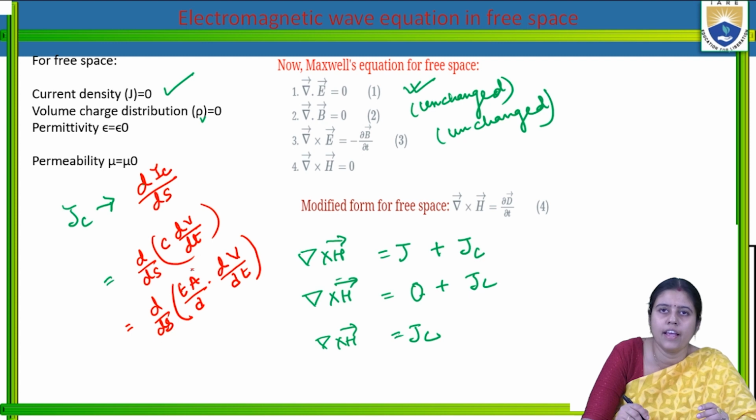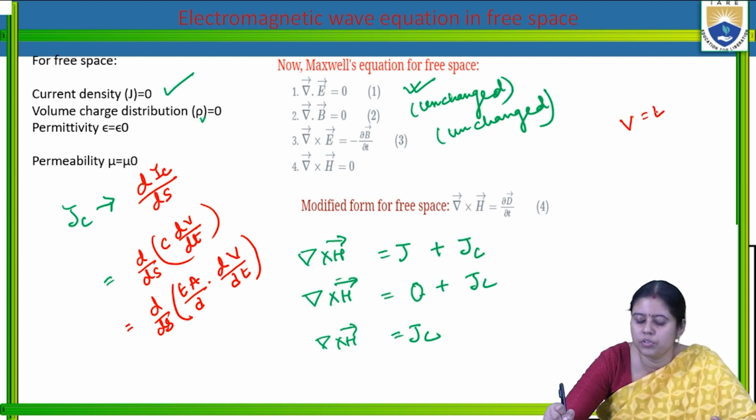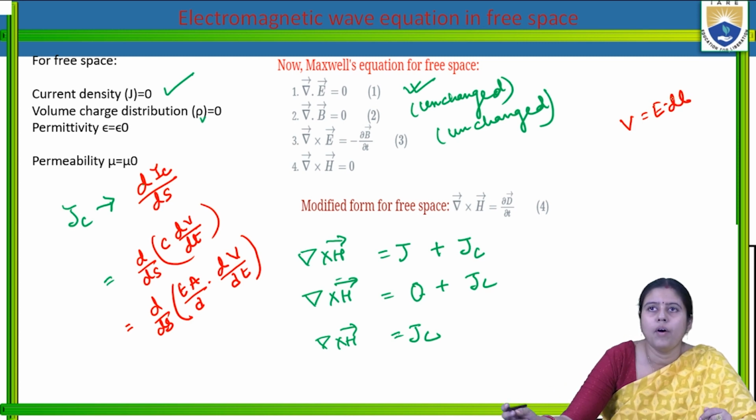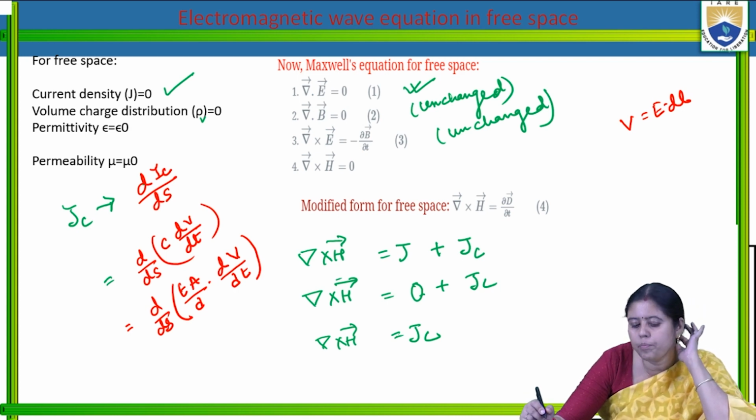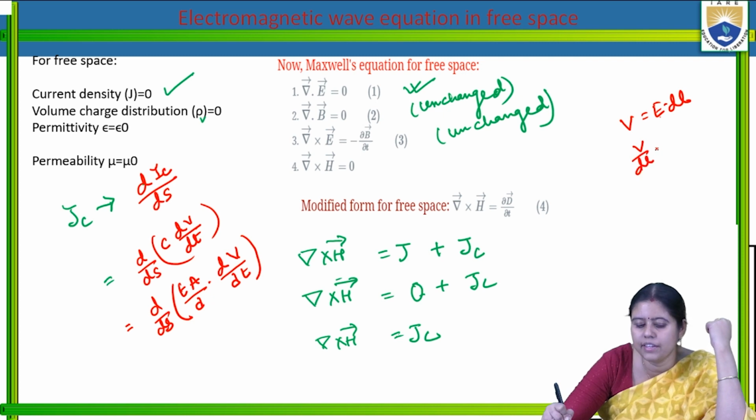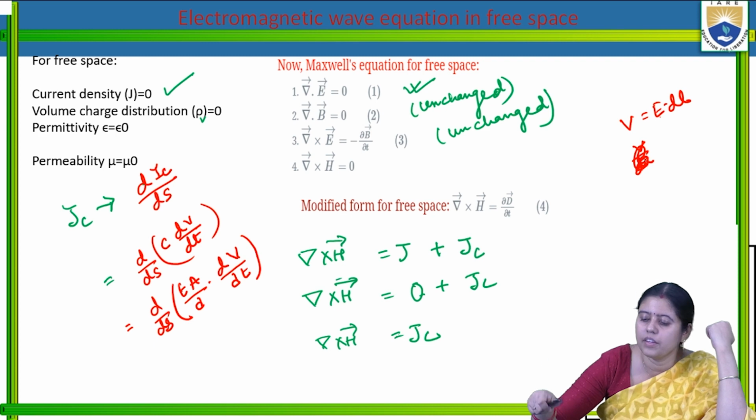So the area may cancel out, and we know V is equal to E into dl. What is the voltage gradient? It is the voltage over the thickness of the two parallel plates. So what is V by dl? V by thickness, or V by d, or V by dl, or V by d into d.